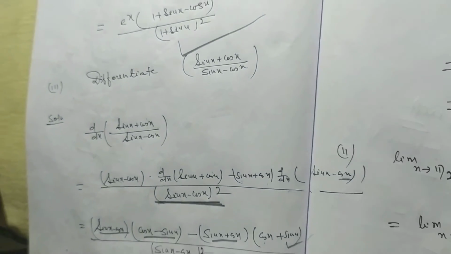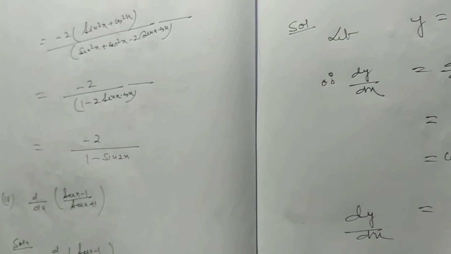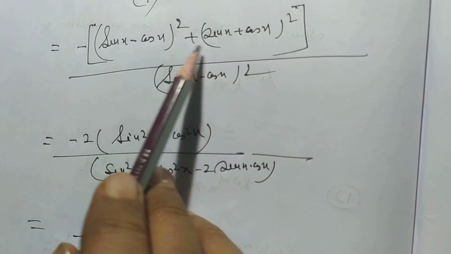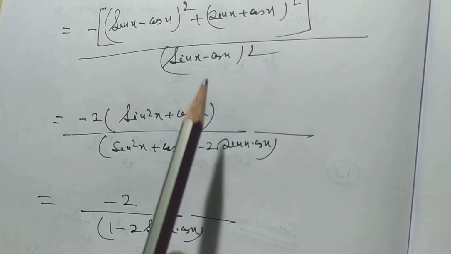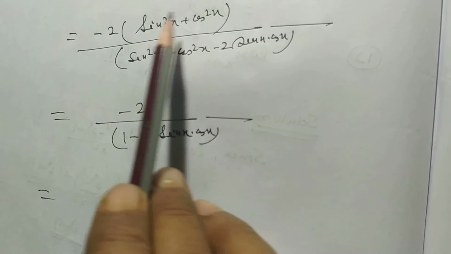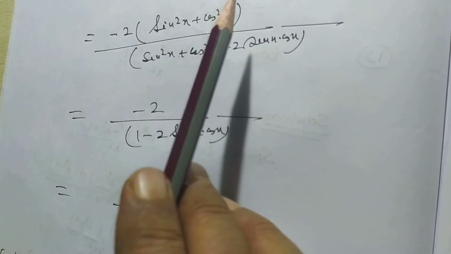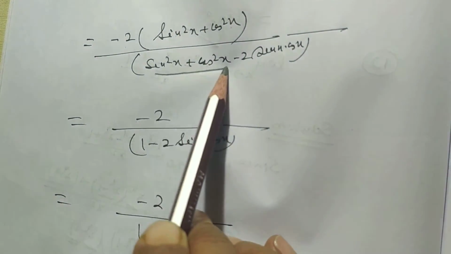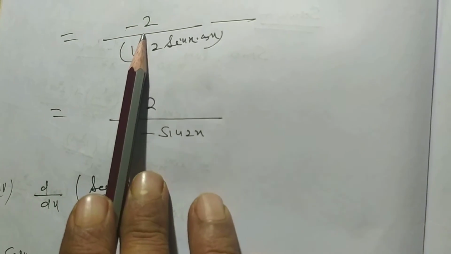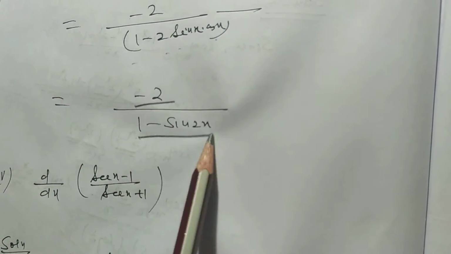So my dear students, after solving, we have, taking common minus, sin x minus cos x whole square plus sin x plus cos x whole square divided by sin x minus cos x whole square, and it will be sin square x plus cos square x multiplied by minus 2, and in the denominator it is sin square x plus cos square x minus 2 sin x into cos x. So it will be minus 2 by 1 minus 2 sin x cos x, and it will be minus 2 by 1 minus sin 2x.